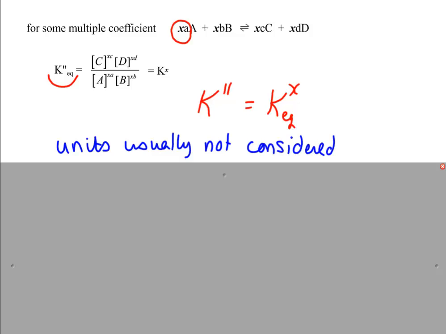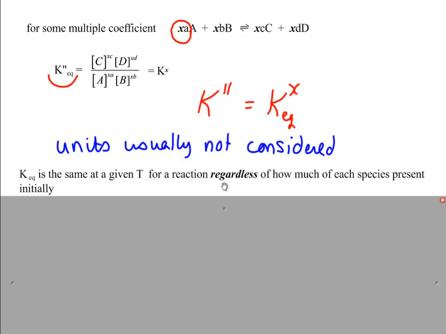Lucky for us, units are not considered. Units were a big deal for K in kinetics, but they are really not a big deal at all, not really even considered for K when I'm looking at equilibrium. The equilibrium constant for any given reaction is the same at a particular temperature, and it doesn't matter how much of each substance I start with. So the initial concentrations are not important.